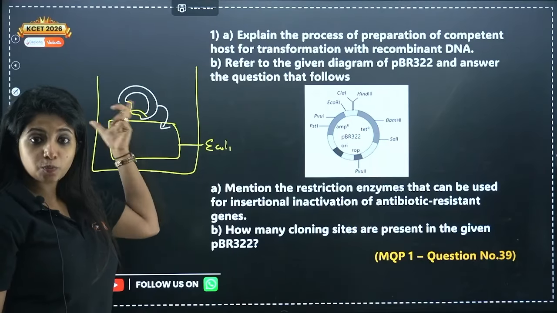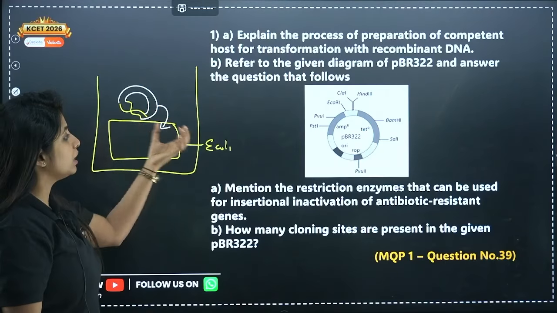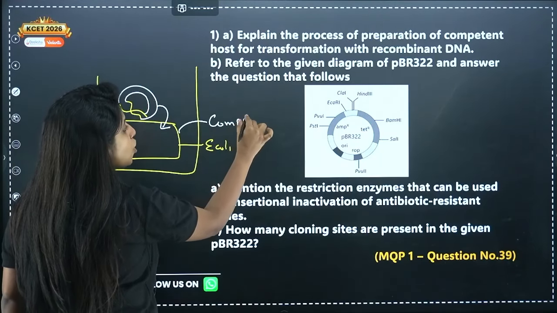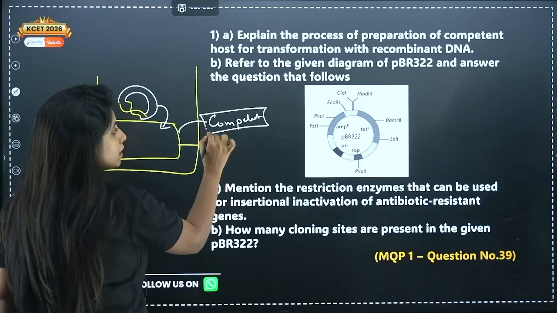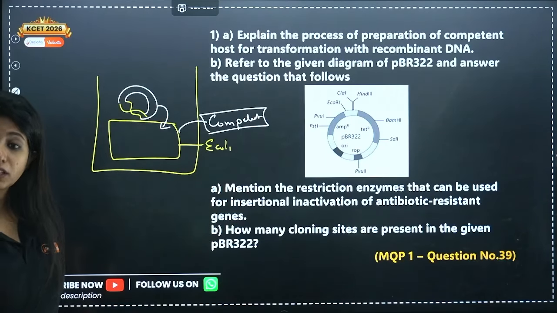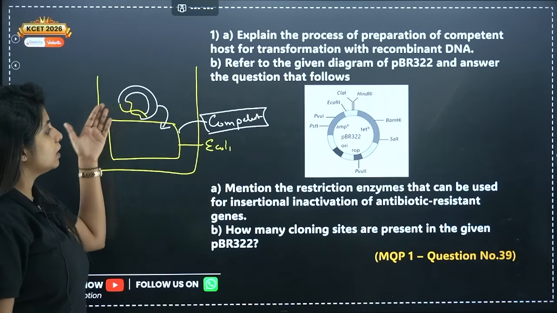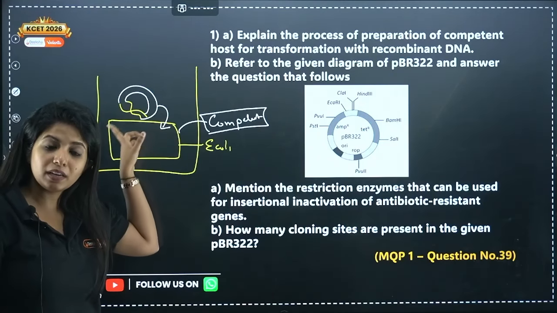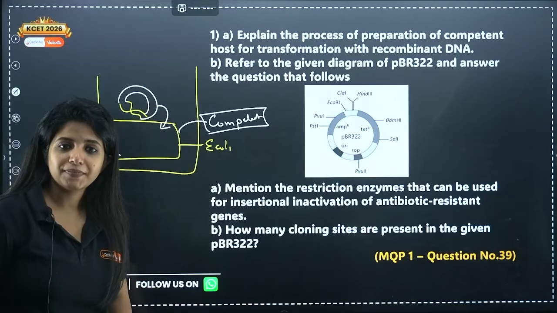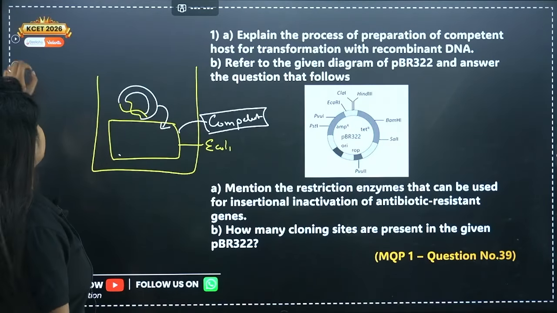Well, this process of making sure that the E. coli takes it up is known as making the host cell competent, compatible to take it up. So explaining the preparation of a competent host for transformation with recombinant DNA means making sure that this guy will be able to take it. How do you make it sure? You need to do a process.